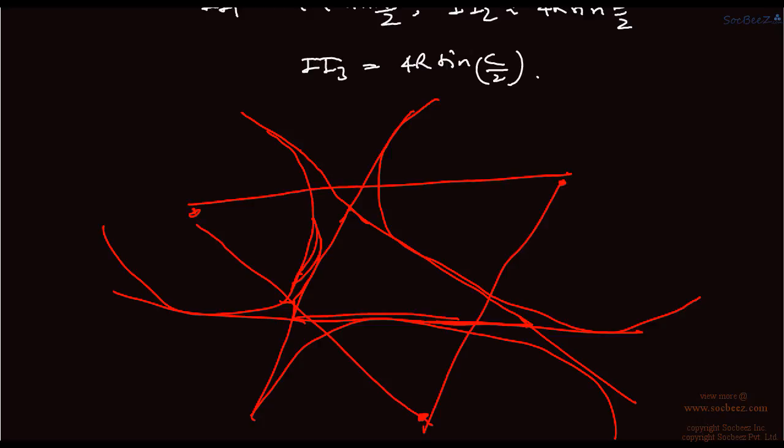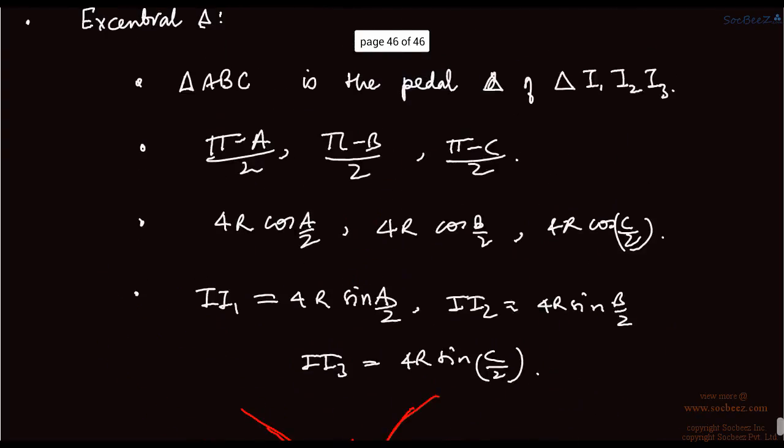Okay, I'm not making it good, but that's the pedal triangle. ABC is the pedal triangle of this, let's say I2, I3, it will be I1 and I2. This triangle I1, I2, I3, and this ABC will be the pedal triangle for this I1, I2, I3. So its angles are pi by 2 minus A by 2. Okay, that's an important relation. So you have to remember these 4 points.